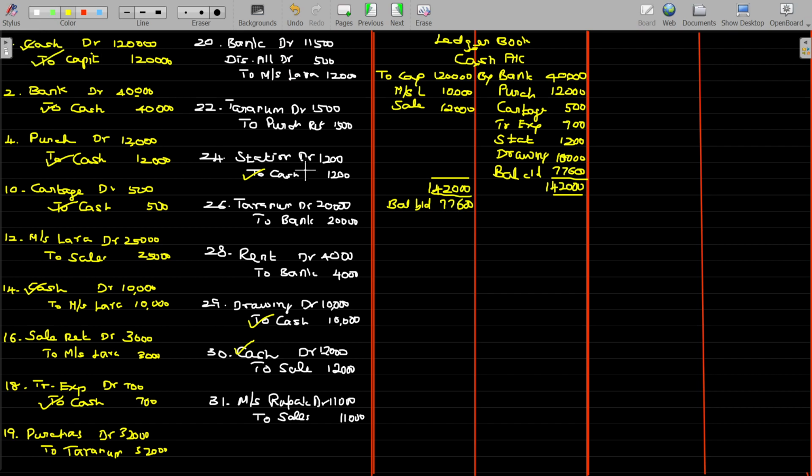Next, we will go for the capital account. Open the capital account here. Sorry, in the credit side, by cash. This value being 1,20,000. That's all. We don't have any other transaction, so leave it as it is.